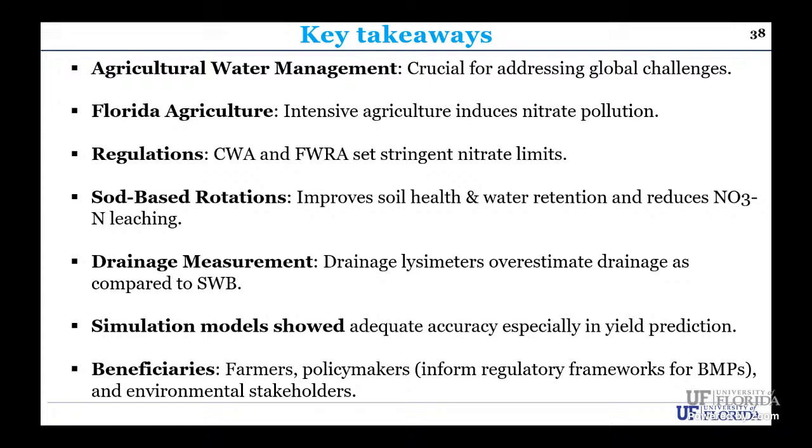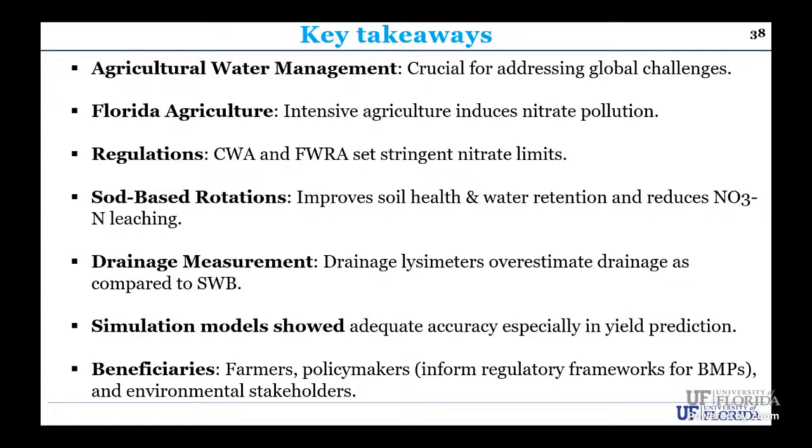We are testing other BMPs, like if we band fertilizer or if we use variable rate irrigation, considering the soil, considering the spatial variability of the soil or other parameters in the field. Drainage lysimeters we saw compared with the water balance as well as different models is not behaving that well. We are still, research continues on why that happened, and right now I'll tell you what we are doing after this.